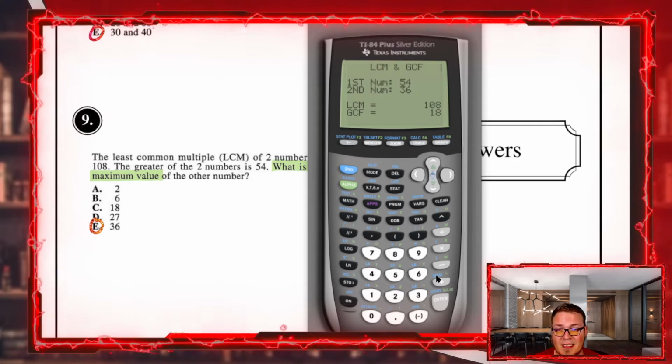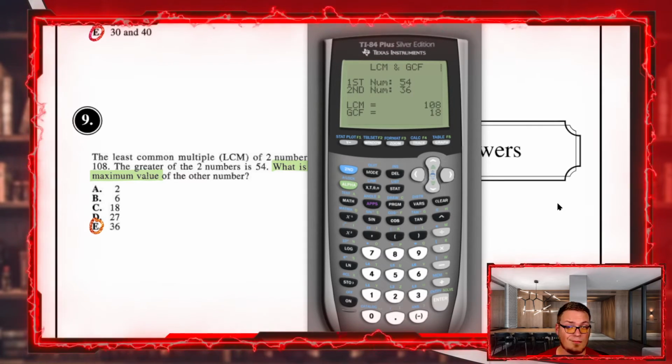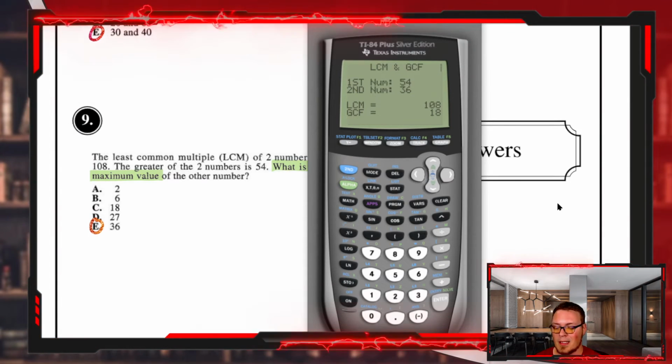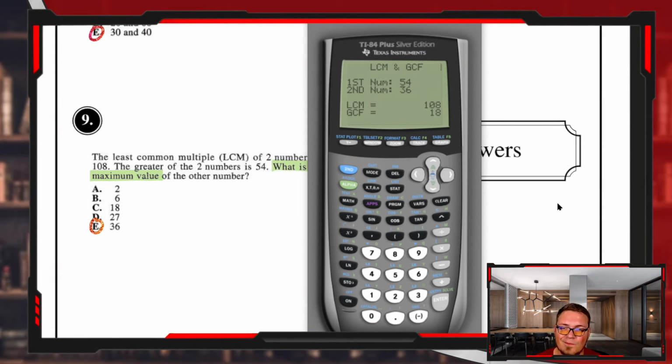Because they want to know the max value, and the biggest answer given was 36, and it worked, we're done. The answer is 36. And if 36 didn't give me 108, I would just try 27, and I would try 18, and so on, until I have one that did.